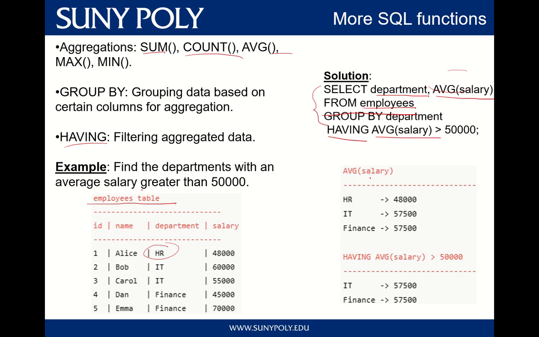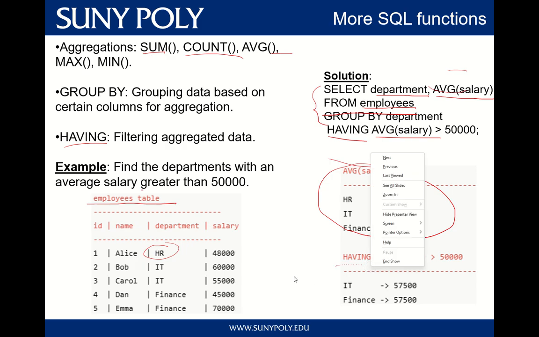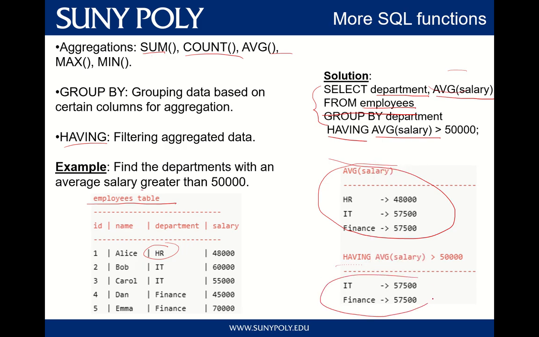So what we get is, this is an intermediate step. This is the average salary. This is when we group. But then when we apply the having, that's where we get the final output, which is this one: only the departments with an average salary greater than 50,000.